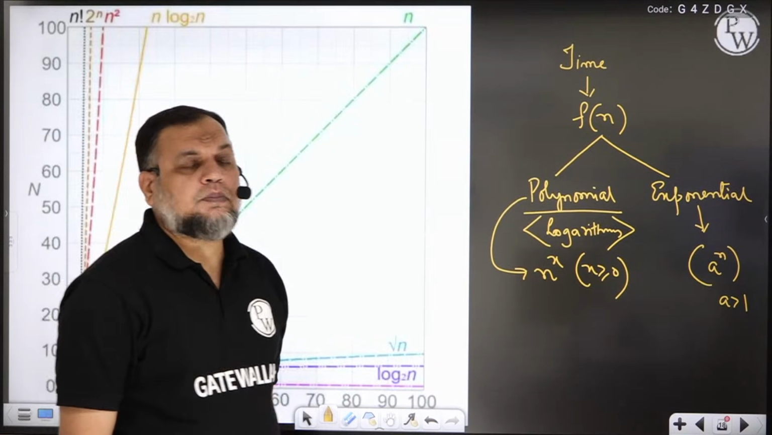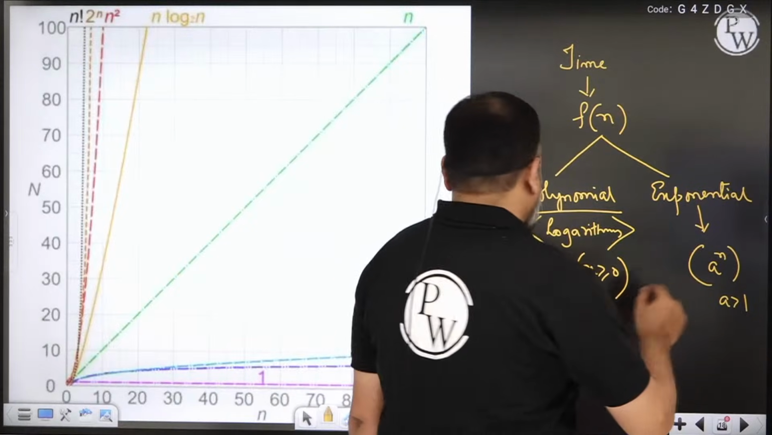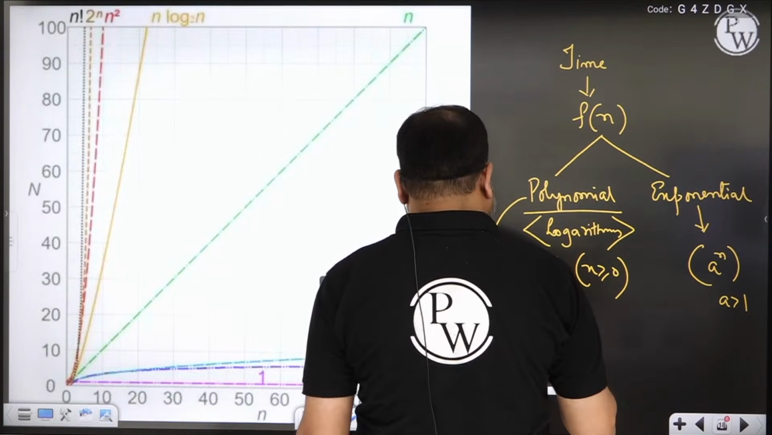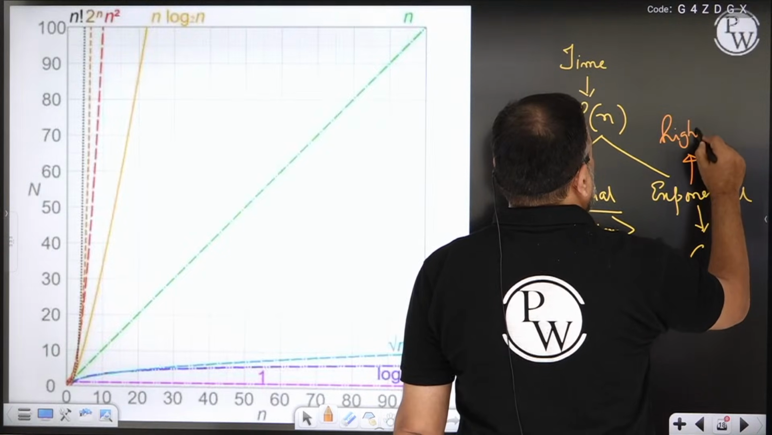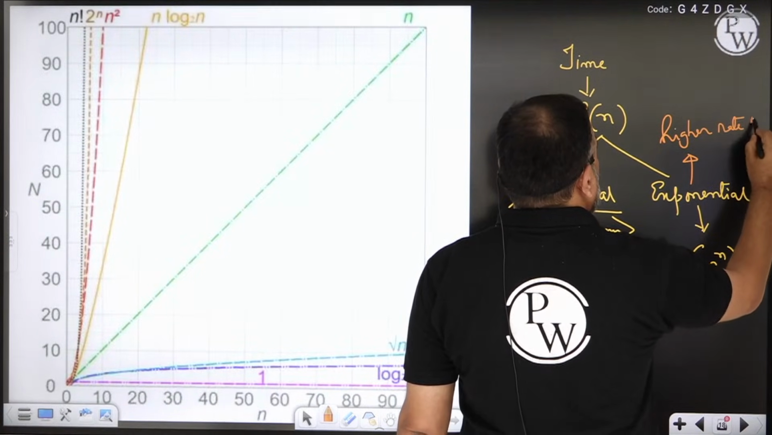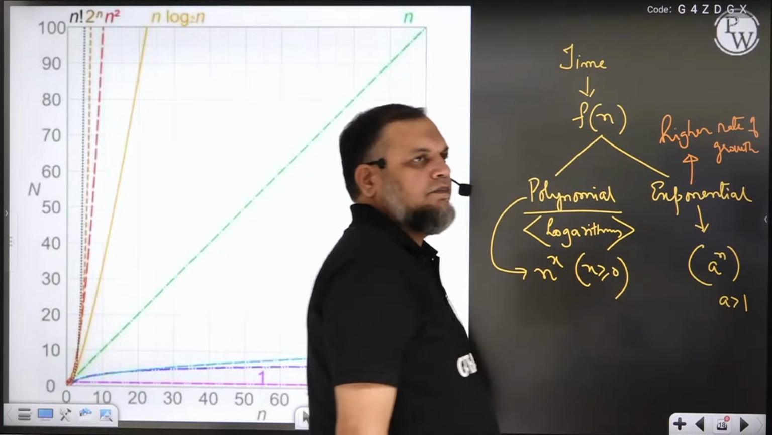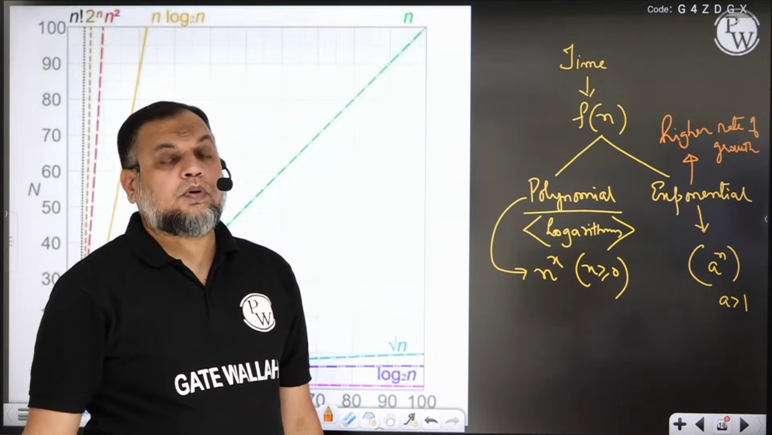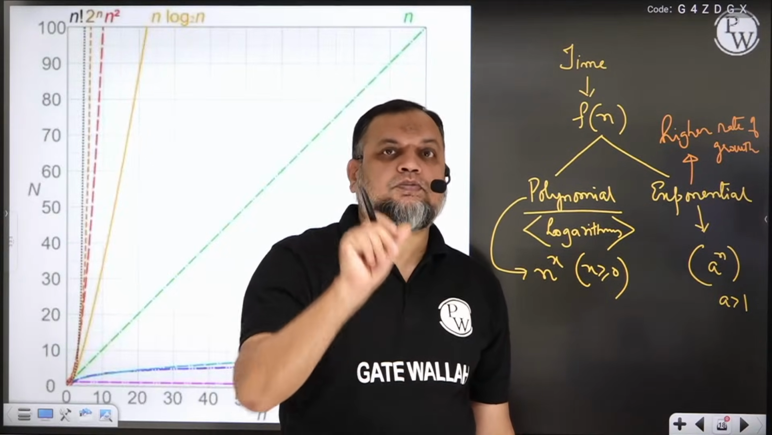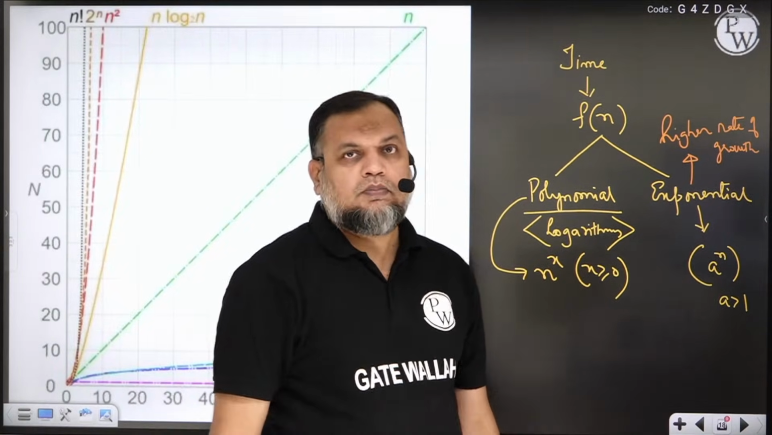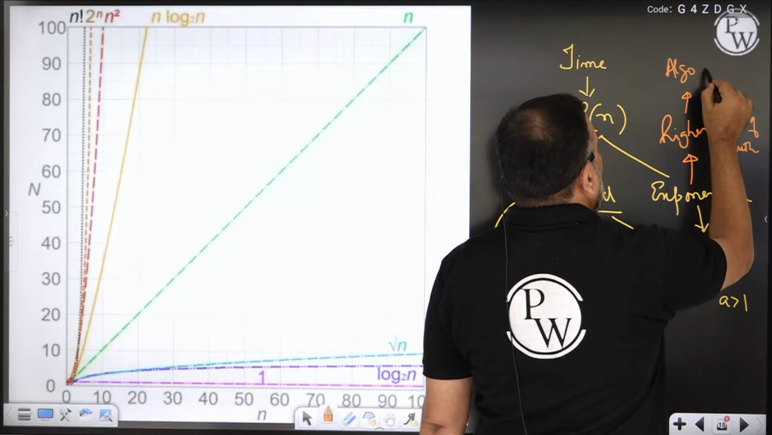Between these two categories of functions, which one has the higher rate of growth? Exponentials have higher or superior rate of growth. That means they will take more time for a given value of n. If the complexity of any algorithm comes out exponential, it will take more time, meaning the algorithm runs slow.